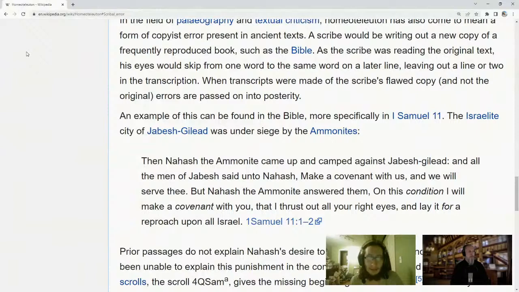And it talks about an example of this that was discovered from the Dead Sea Scrolls, where the Dead Sea Scrolls preserve the original text, and all other versions have missing text due to this phenomenon of the same word being in a later line, a couple lines down, and the entire text in between is missing.